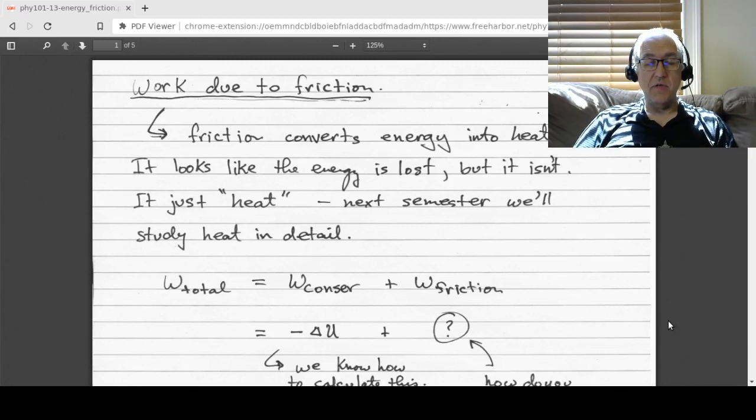Hi everyone, welcome to our 13th lecture on the work due to friction and how it affects our conservation of energy law. This is a combined lecture. It's for both the Calc and the non-Calc students.